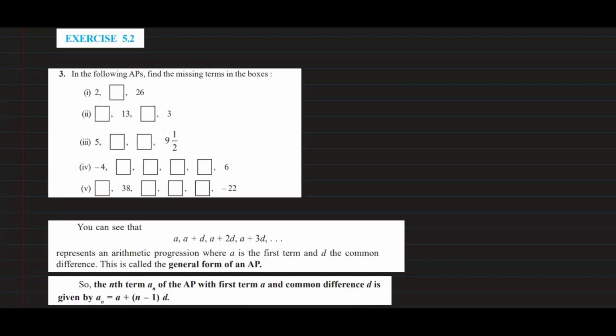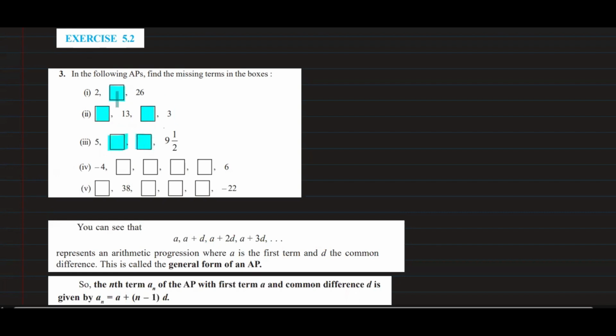So in today's video, we will see how to solve question number 3 of exercise 5.2, chapter number 5, arithmetic progression. Okay, so the question is, in the following APs, find the missing terms in the boxes. What is given? We are given the AP series. We'll have to find the missing term. For example, in question 1, we'll have to find the second term. In question 2, we'll have to find the first and the third term. Question 3, we'll have to find the second and the third term, and so on.